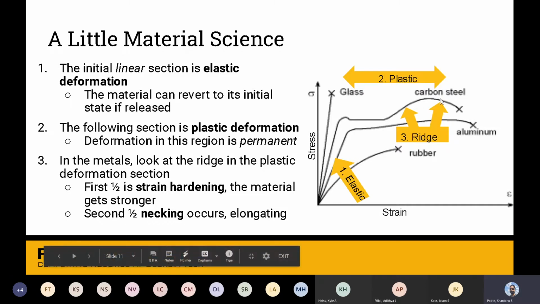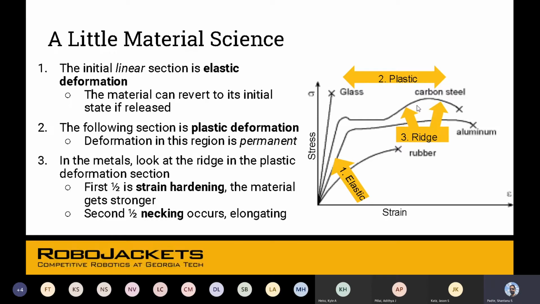Whereas over here, after you cross over here, your steel will start necking. And that's the point where it'll become really thin in the middle and become really easy to break.